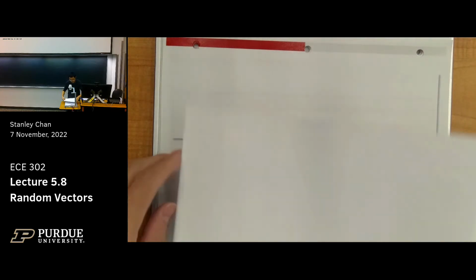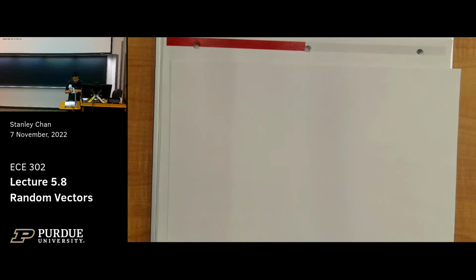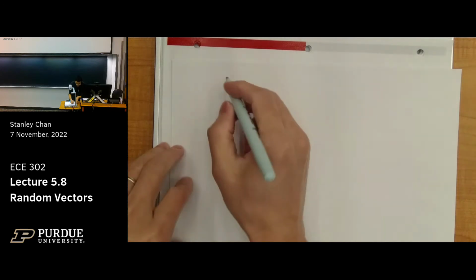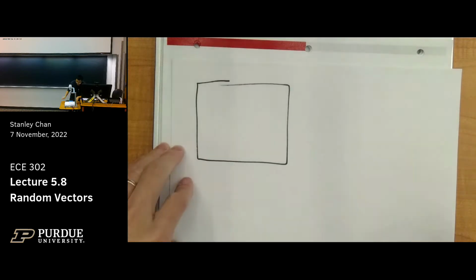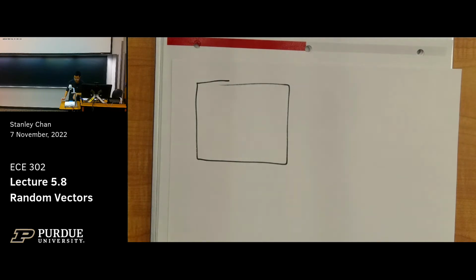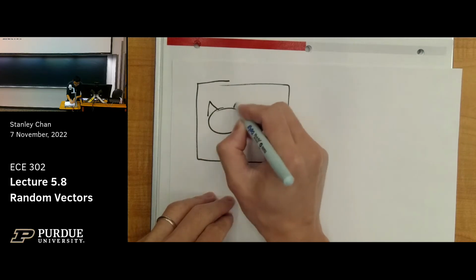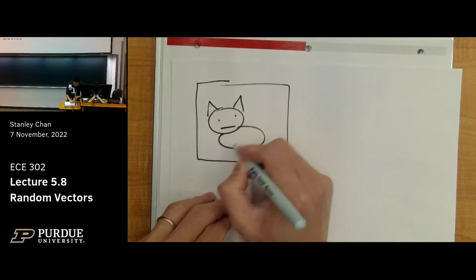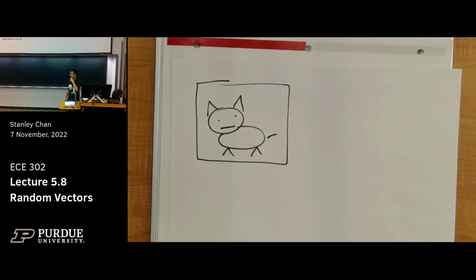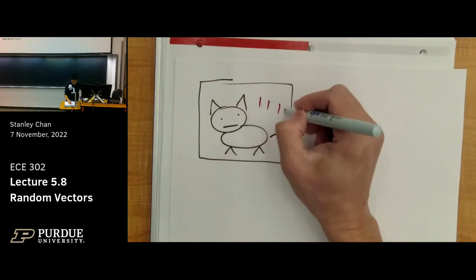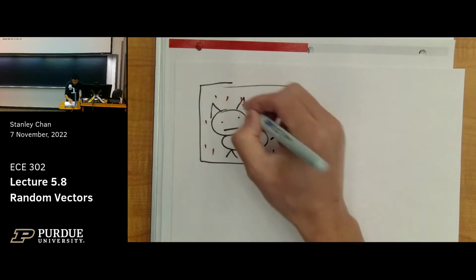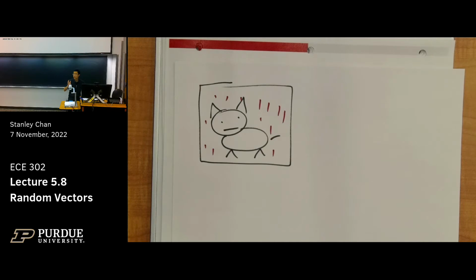I want to talk about random vectors, but to motivate it, I want to start by showing you this problem. So you have an image, okay? You have an image. And in this image, there is a foreground. You have a foreground object. And then there is background. Background could be grasses. Okay, so that's the background. So this is your image.